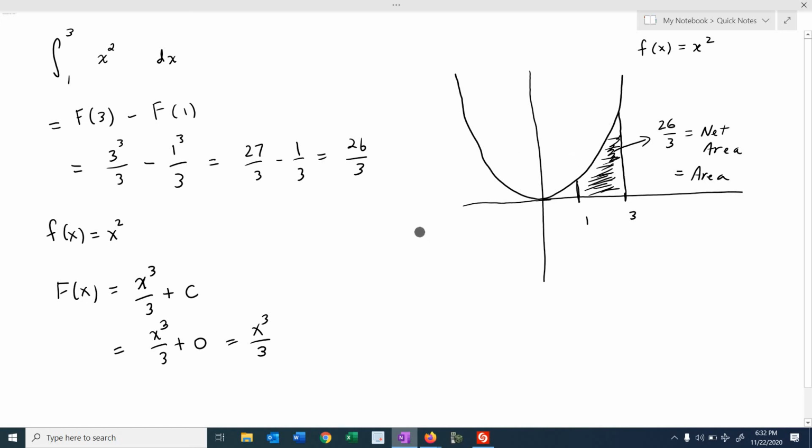Okay, so that's an example where we can use the second part of the fundamental theorem of calculus to evaluate definite integrals. Again, we only need this function to be continuous on the closed interval from the lower limit to the upper limit.